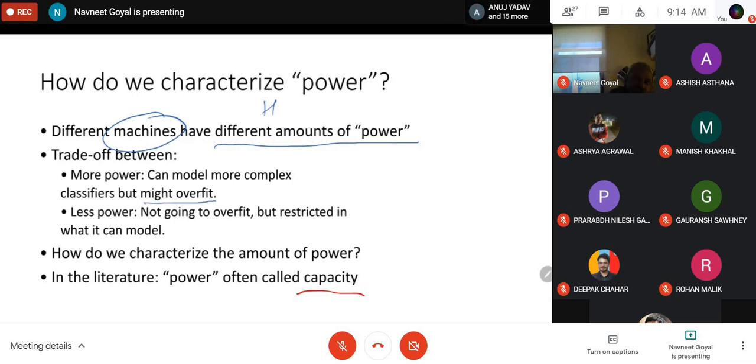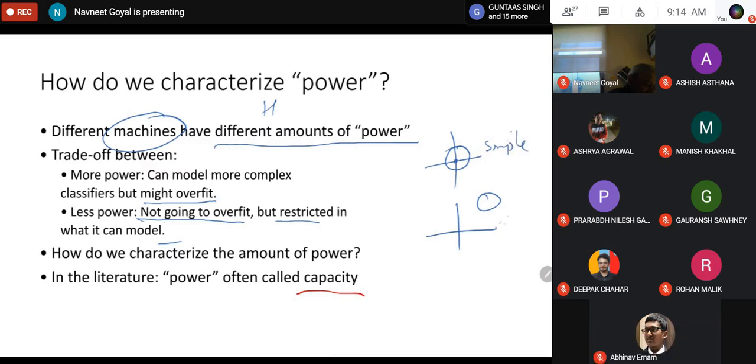If the model is more complex, then there are chances that it might overfit. Less power, not going to overfit, but restricted in what the model can do. Say again, if I take the case of a circle centered at this place, and a circle which can be positioned anywhere, this is a simpler model as compared to this model. This is a more complex model, but since it is more complex, it might overfit.